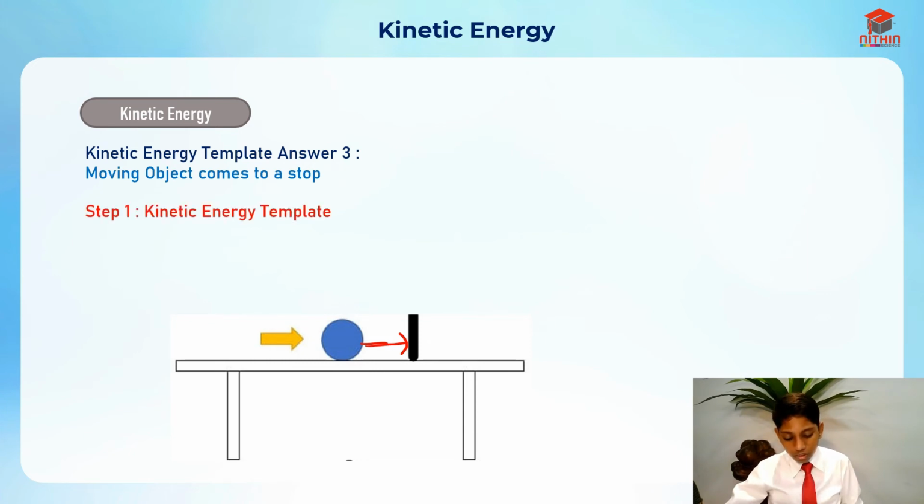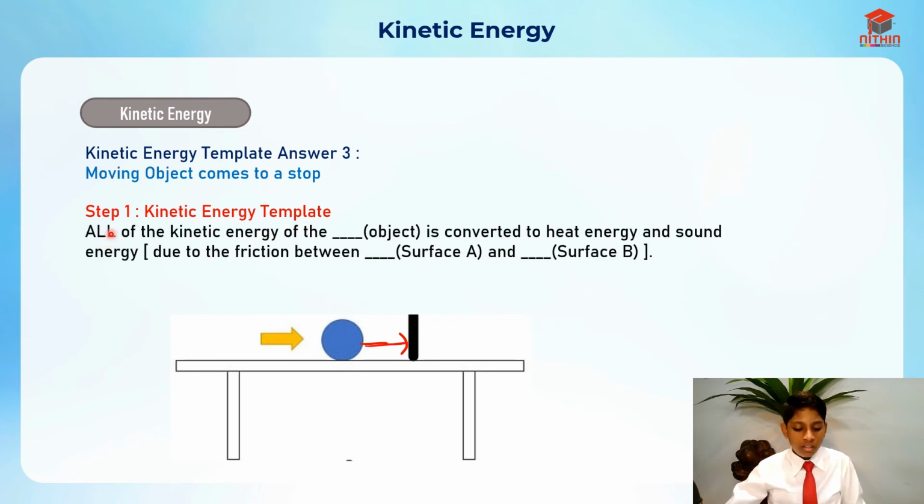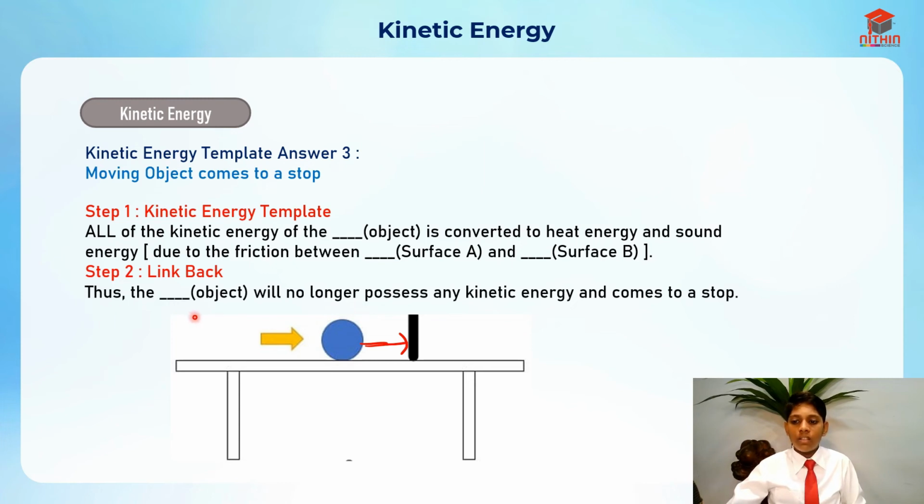So first we give the same template answer for step 1. In this case, it's not some of the kinetic energy, it's all of the kinetic energy because it came to a stop. So all of the kinetic energy of the object is converted to heat and sound energy due to the friction between surface A and surface B, like this table and this thing as well. Next, link back. Thus, the object will no longer possess any kinetic energy and comes to a stop. I hope you understood that. Now let's move on.